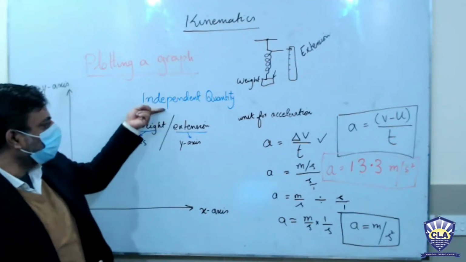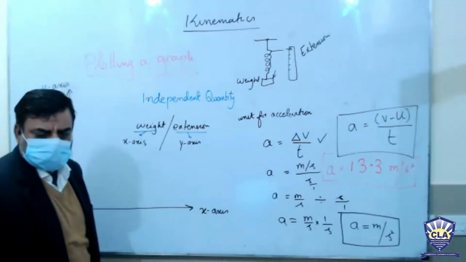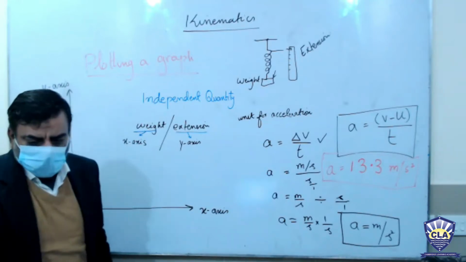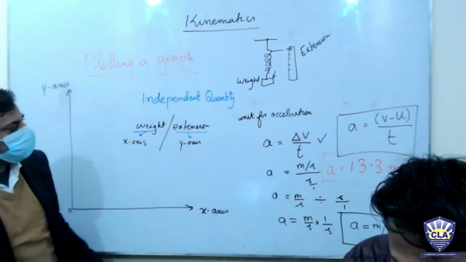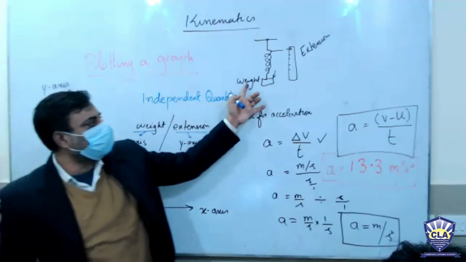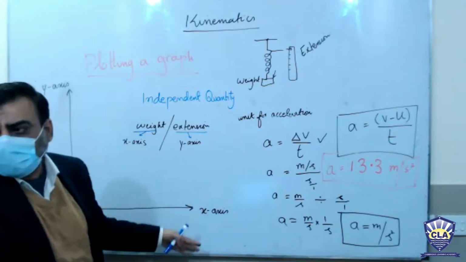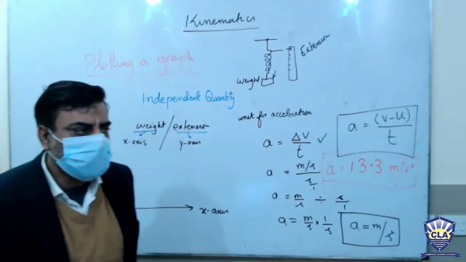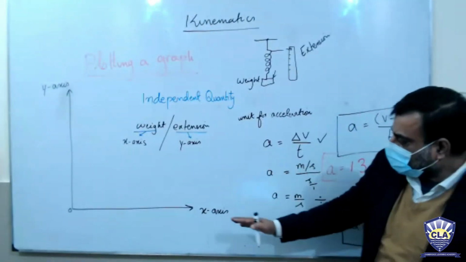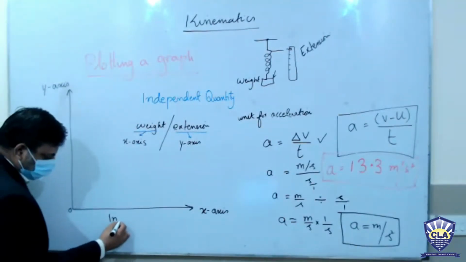Hussain or Almina, do you know independent and dependent quantities? Yes or no? No. All right, no issues. Beta, whenever we are making a graph between two quantities, like here in this case we have weight and extension, you cannot consider any one of them on the x-axis and the other on the y-axis. We have a criteria, a standard for that. So on the x-axis, we always use independent quantities.